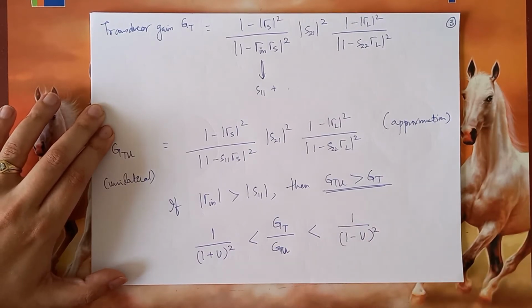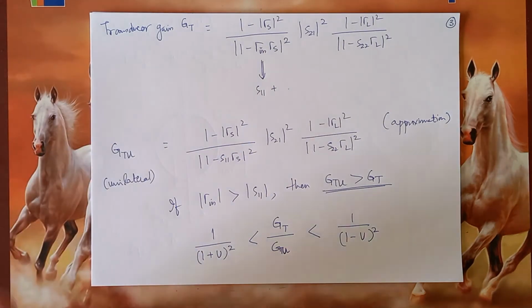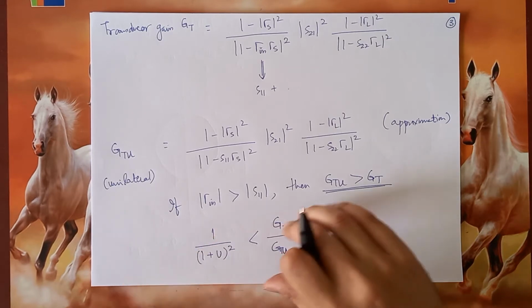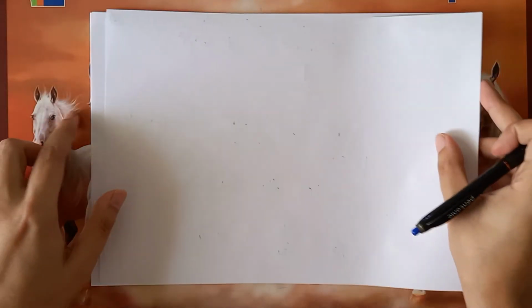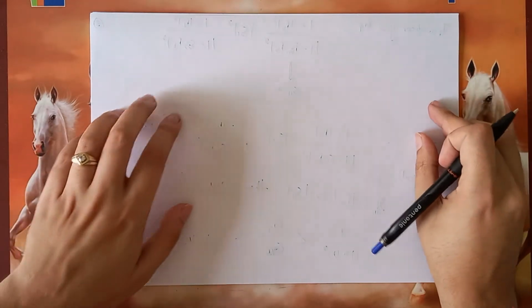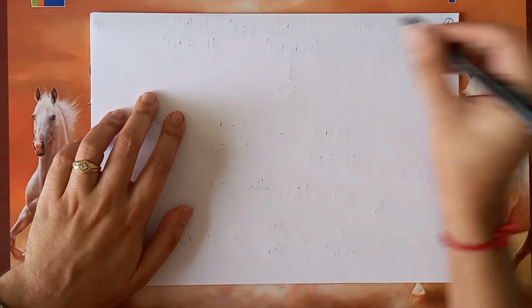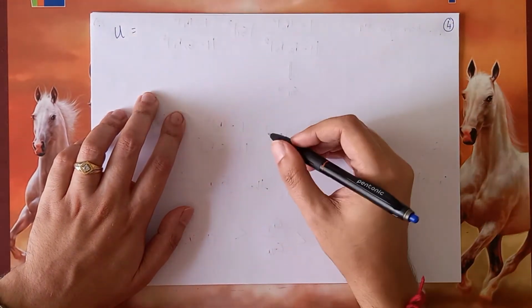Now this U has a very special name. It also has a formula. Let's write that first. U is this.